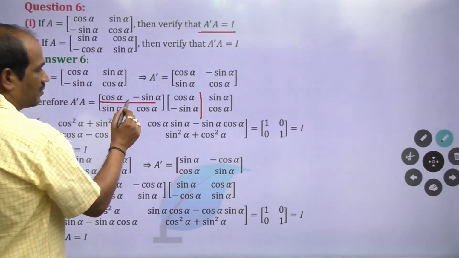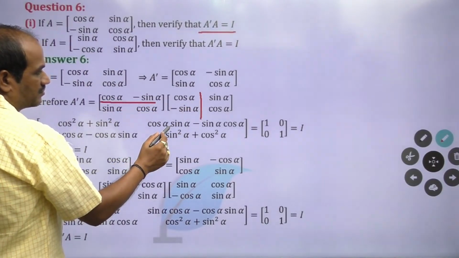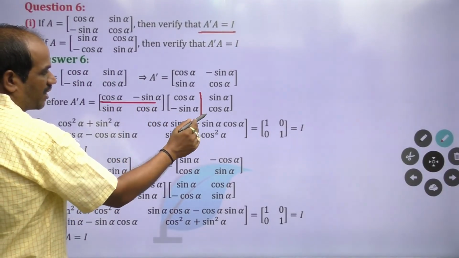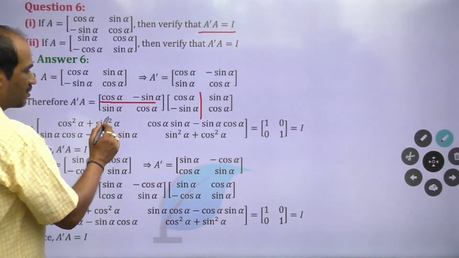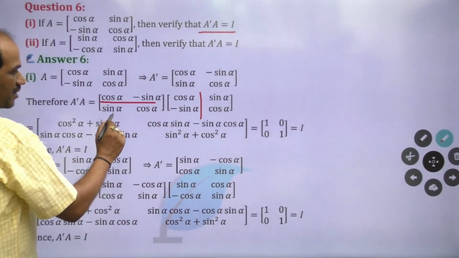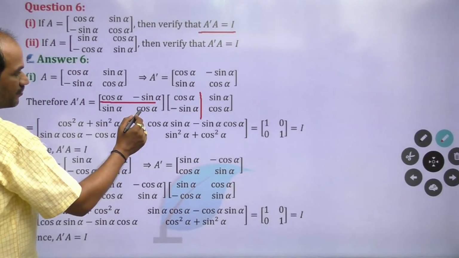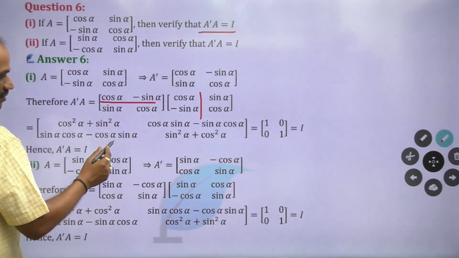Next, take first row, second column: cos alpha into sin alpha, plus minus sin alpha into cos alpha, minus sin alpha cos alpha. Next, take second row, first column: sin alpha into cos alpha, plus cos alpha into minus sin alpha, so minus cos alpha sin alpha.